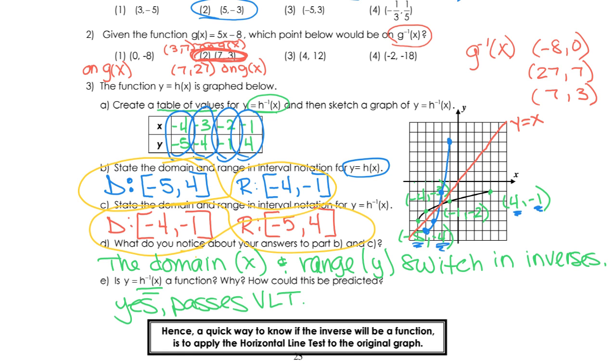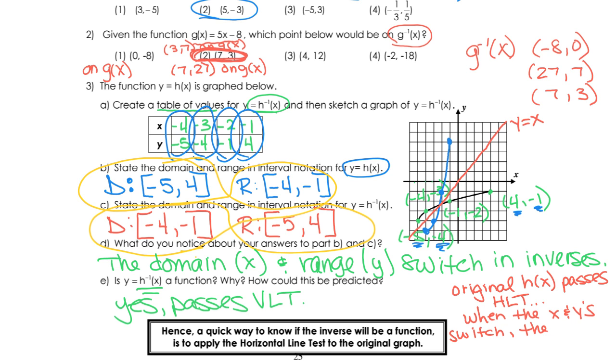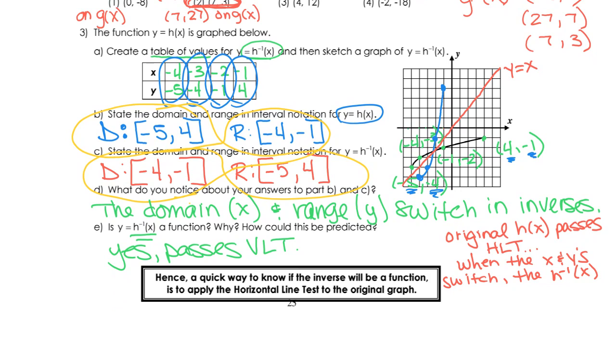So this is a little bit tricky to think about, but if the original one, and we'll write this down as we talk about it, if the original h of x passes what they call a horizontal line test, when the x's and y's switch, the inverse, or h inverse of x, will pass vertical line test.